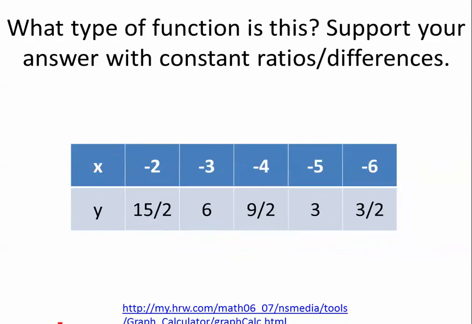Alright, so let's go to one last one. Here we go. Let's try differences first. 6 minus 15 over 2. 15 over 2 is 7.5. So 6 minus 7.5 is -1.5. 9 over 2 is 4.5. So that minus 6 is -1.5. 3 minus 4.5, again, is -1.5. And 3 halves minus 3 is, again, -1.5. This one is linear, because as the x values increase by 1 at a constant rate, you have a constant difference of -1.5.